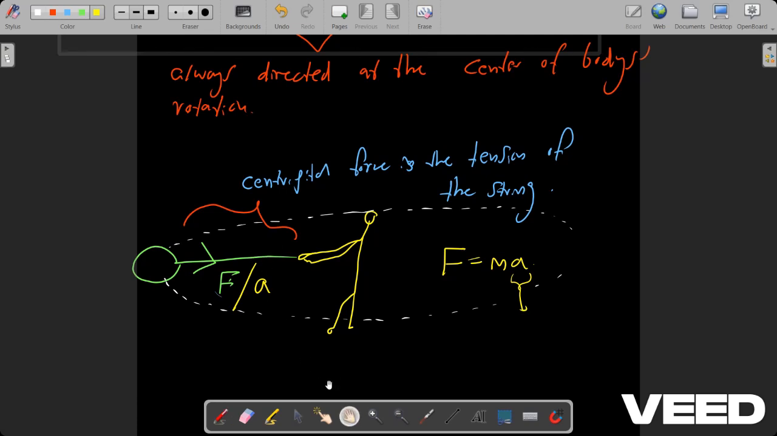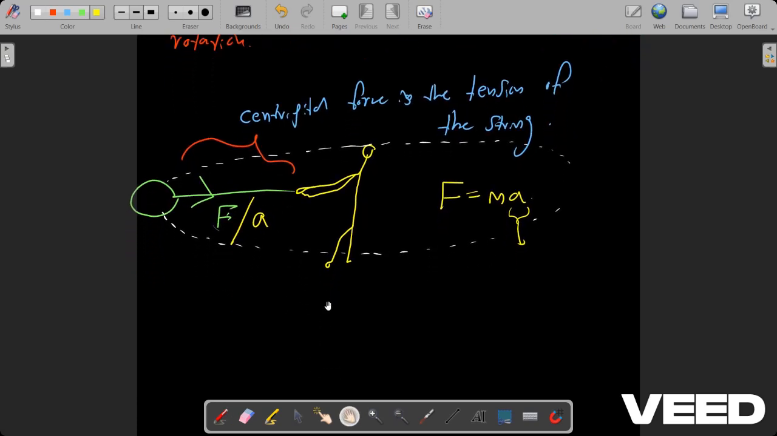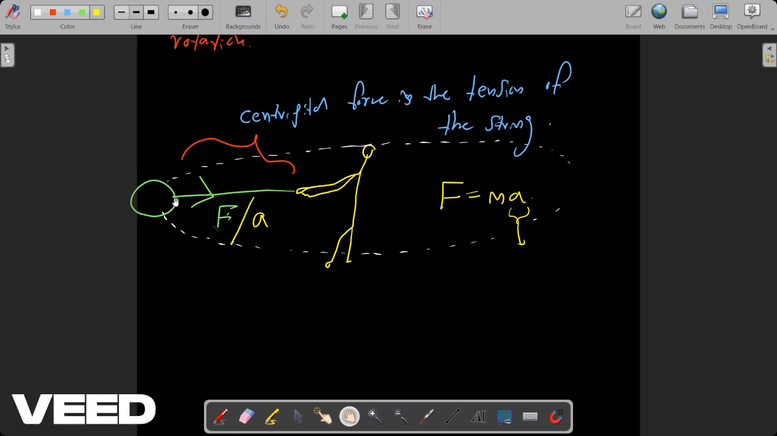Now, when it comes to centripetal force, there's no actual force called centripetal force, right? Why? This centripetal force can be any force. Any force acting toward the center can be taken as the centripetal force. Otherwise, there is no special force called centripetal force. Here in this example, the tension needs the centripetal force.